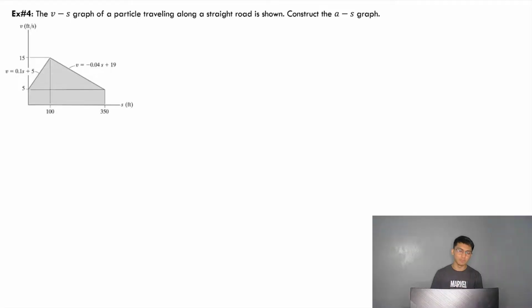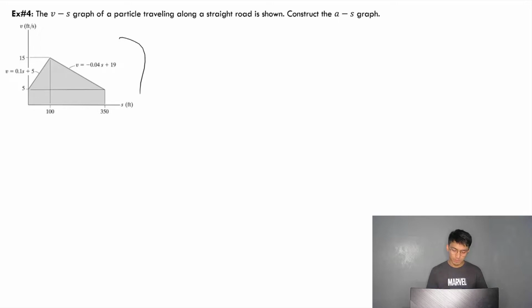For example number 4. Sa example number 4, kabaliktaran naman siya ng example number 3. Kanina, given an AS graph, gagawa tayo ng VS graph. And now, for example number 4, for our last example, gagawa naman tayo ng AS graph out of the VS graph given. So, the VS graph of a particle traveling along a straight road is shown. Ito nga yan. Gagawa tayo ng AS graph.